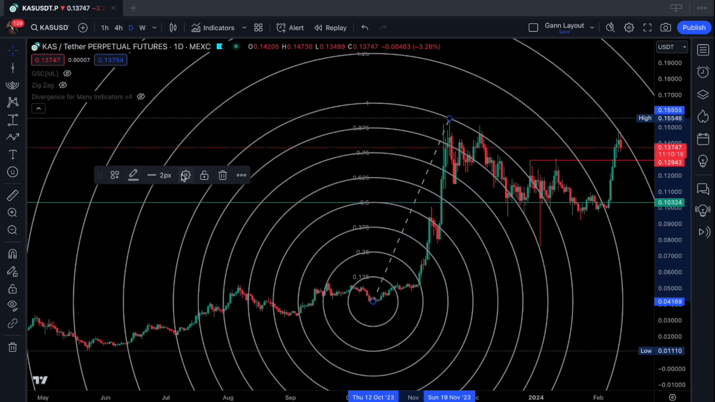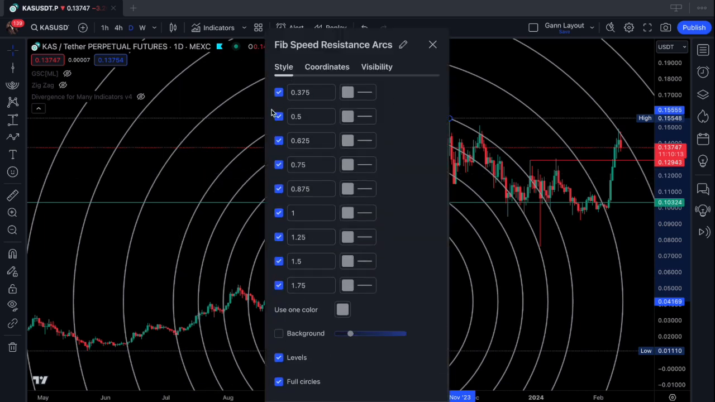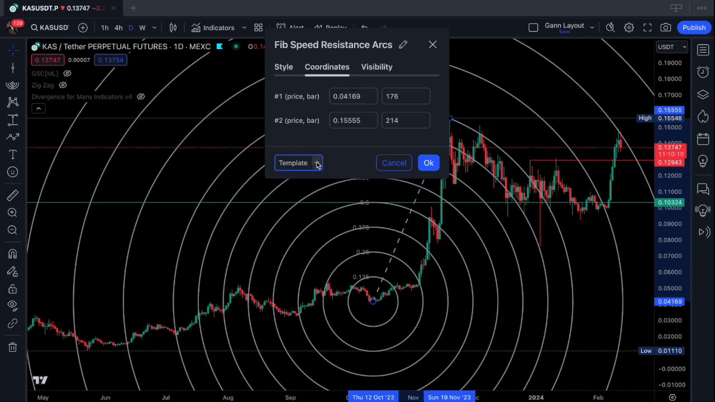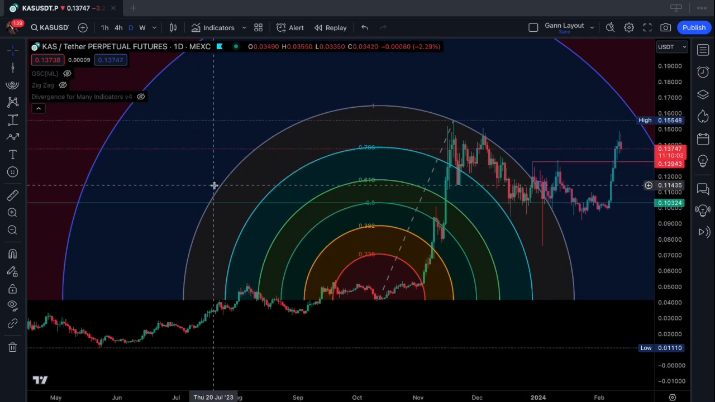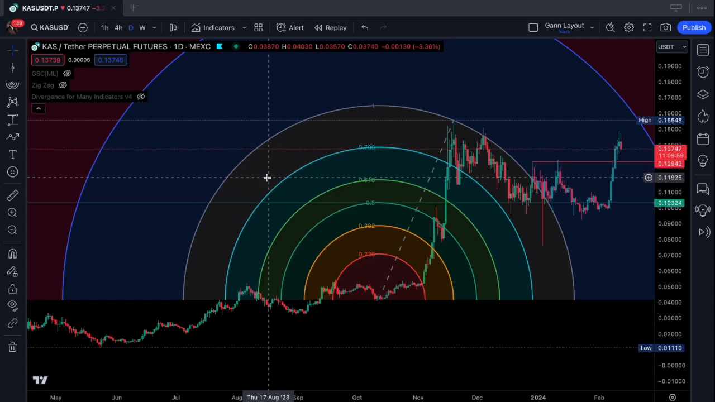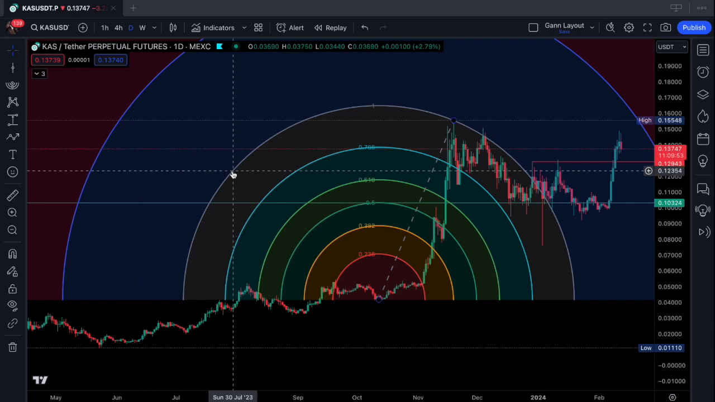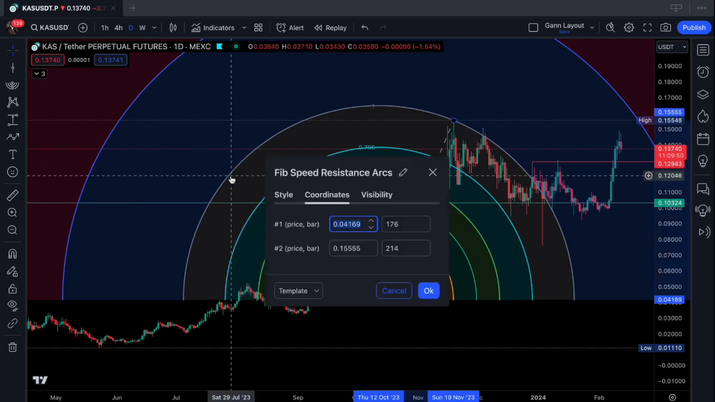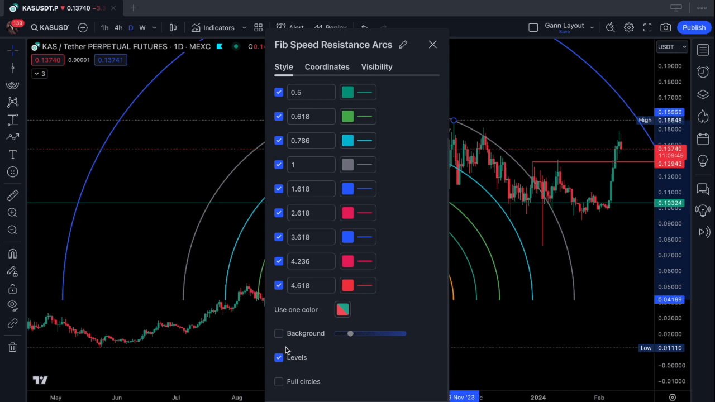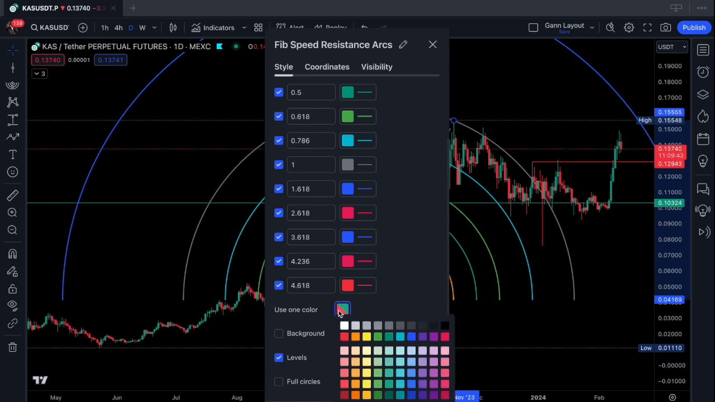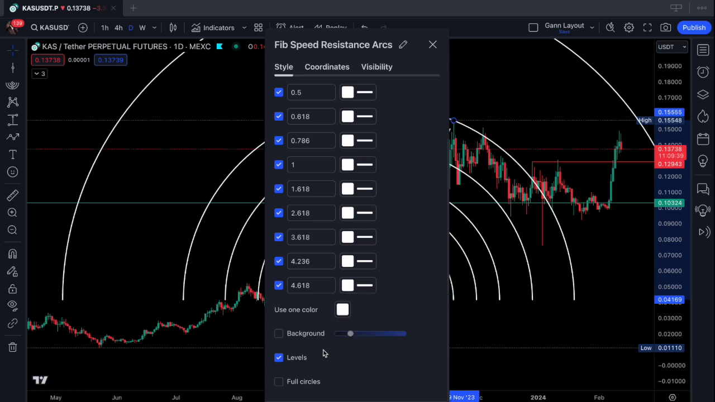Let's apply the default. Apply defaults. These are the defaults. The defaults include different background color and different color for each line. Personally, I prefer to use one color and no background. It's only an issue of convenience. It doesn't matter very much. I uncheck the background and I use one color. What is important is the values.